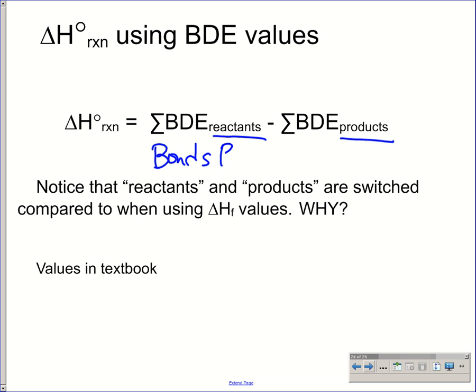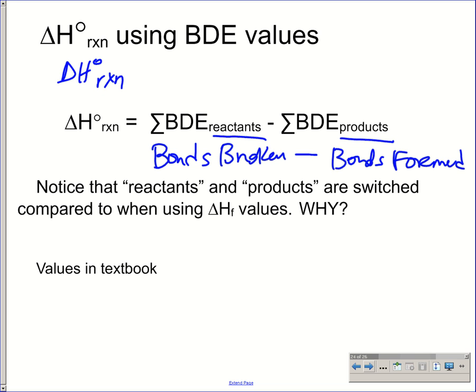Broken. So bonds broken minus bonds formed. And the way that you can remember this is that every single time we write one of these delta H of reaction things out, it's just alphabetical order. When we did delta H of reaction for Hess's law, we did H of products minus H of reactants. So P comes before R in the alphabet. Same thing here, but we're doing broken minus formed.